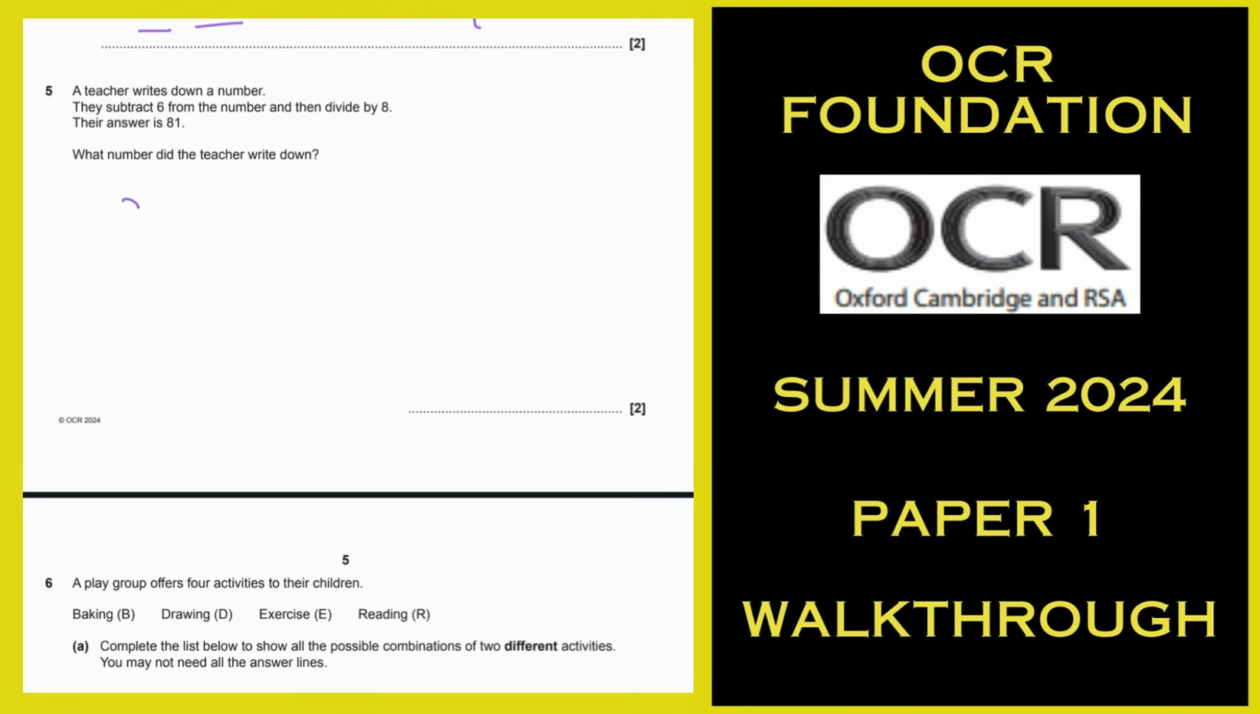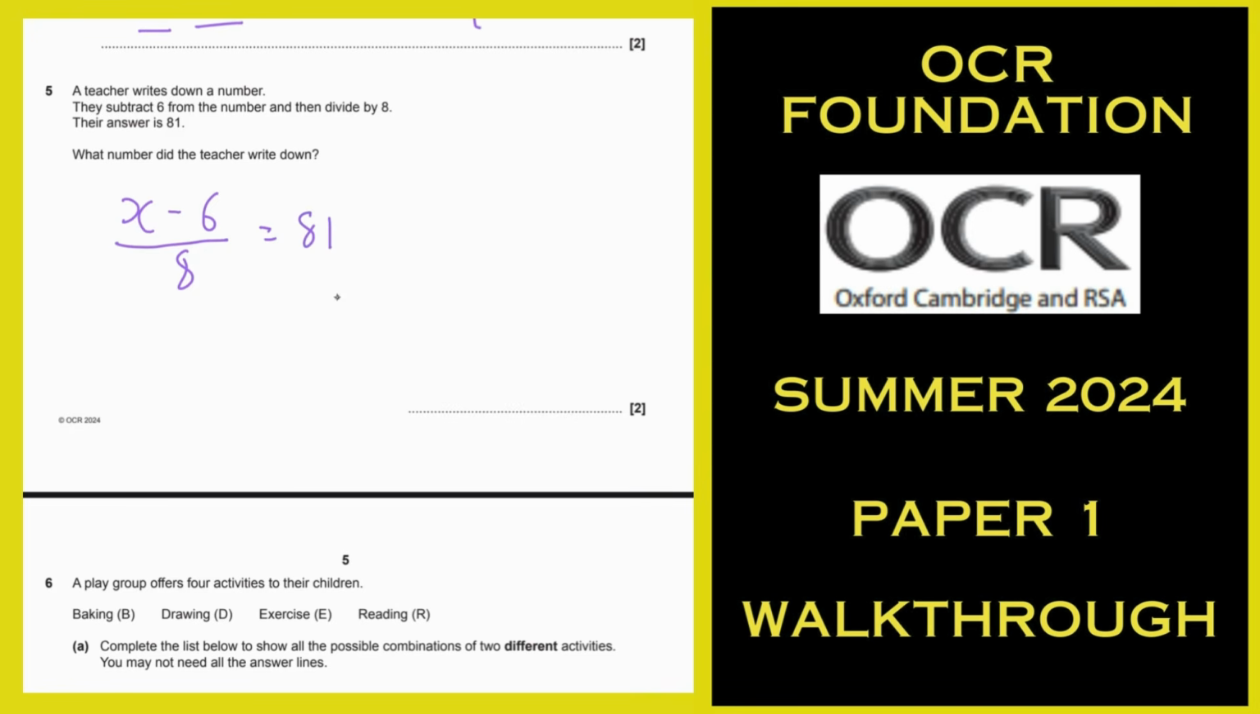You write down a number, they subtract 6. Divide the whole lot by 8. The answer is 81. That's it set up.